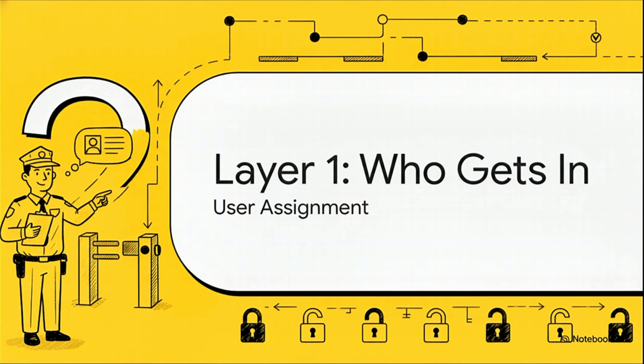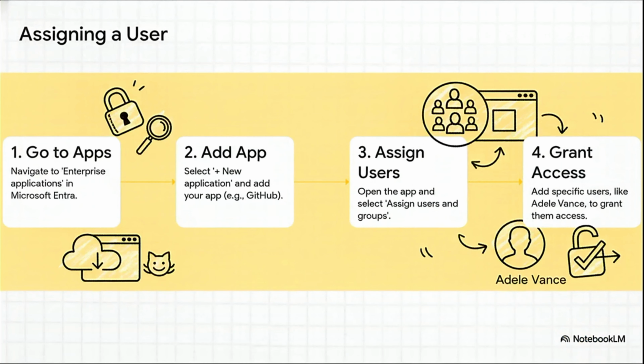In our world, this is user assignment. This is all about direct, explicit control. In a system like Microsoft Entra, for example, you're literally going to a specific application, let's say GitHub, and you're manually assigning a user, like Adele Vance. It's the most basic but also the most powerful statement you can make. Yes, Adele, you are allowed in here.